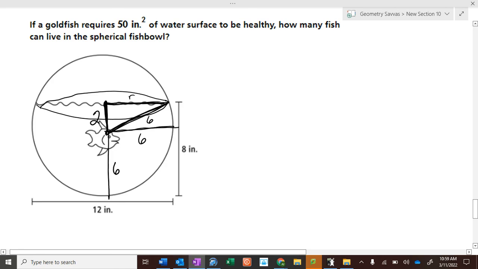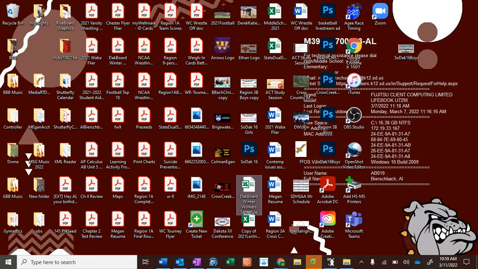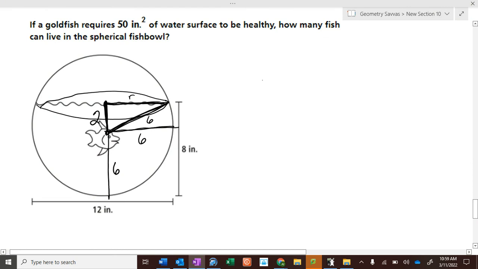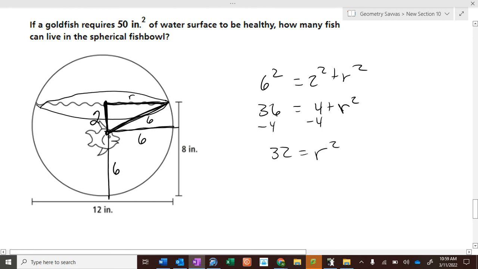I can figure that out by using the Pythagorean Theorem. So 6 squared equals 2 squared plus r squared. So 36 equals 4 plus r squared. Subtract 4. 32 equals r squared. Take the square root of 32. 5.7. So we need to find the area of the circle, which is pi r squared.